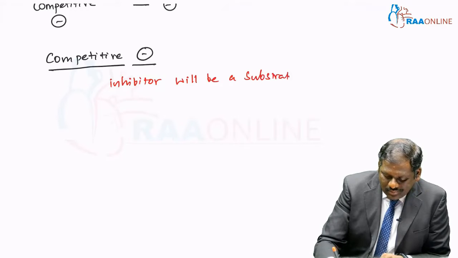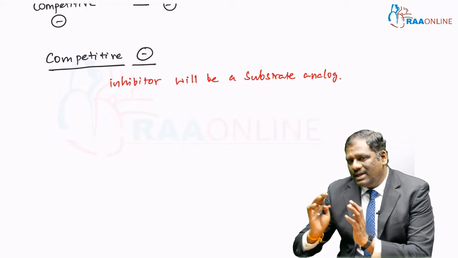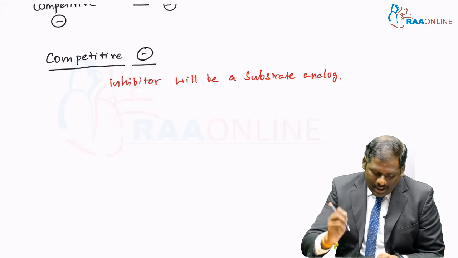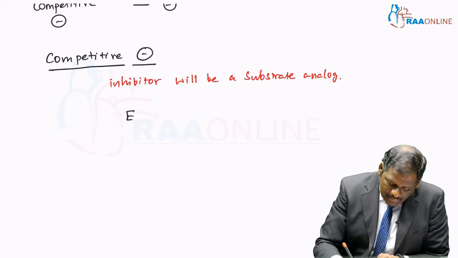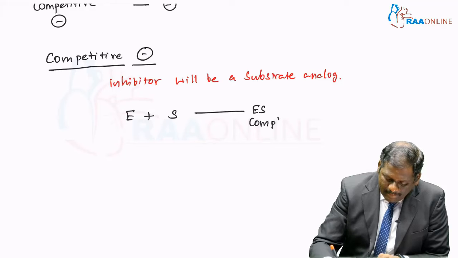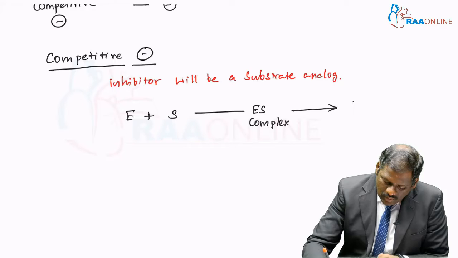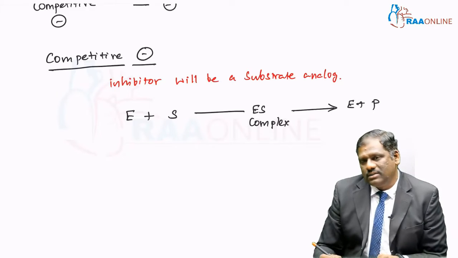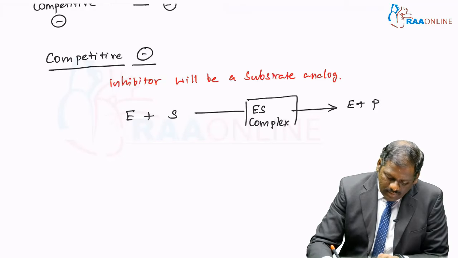They closely resemble that of the substrate. See, this is the reaction, right? Enzyme plus substrate, you get to form enzyme substrate complex. This is the higher energy state. From this, you release the product. P is product. Clear? So this complex is formed, right?